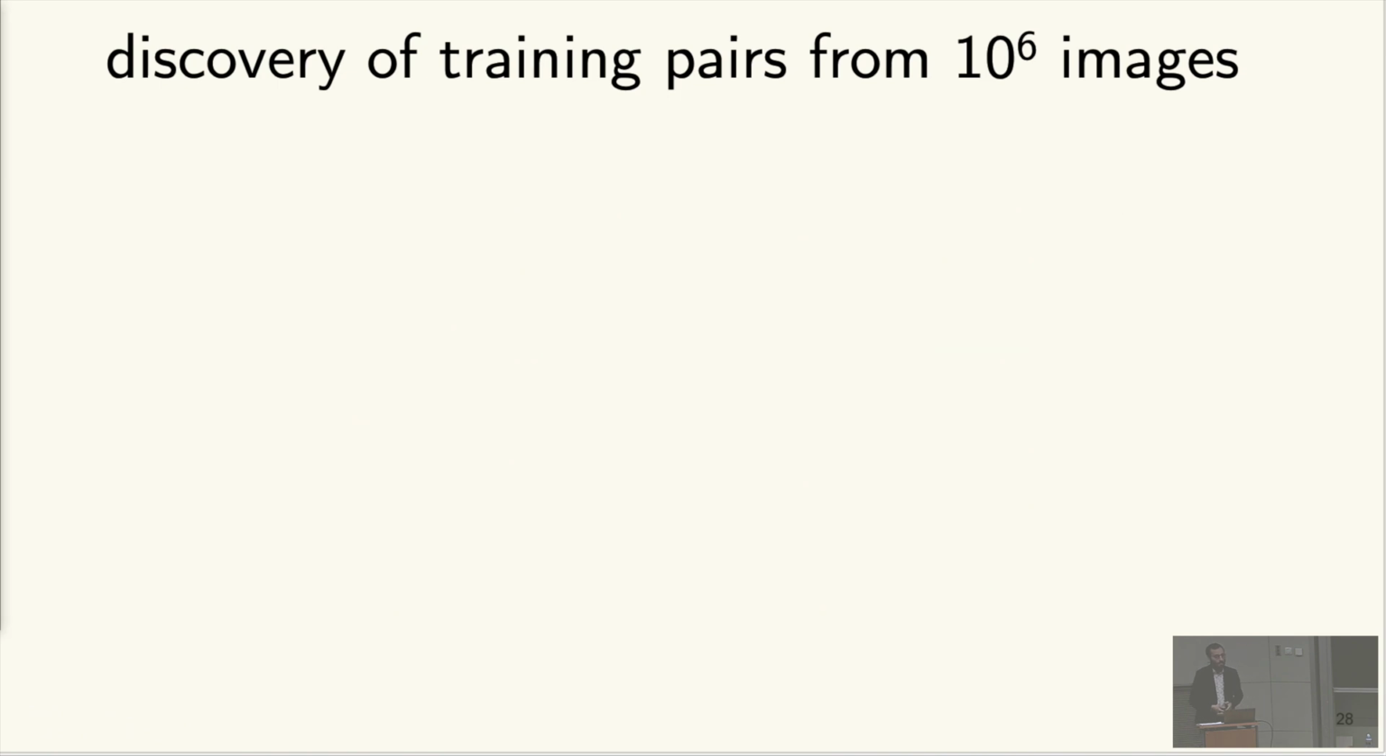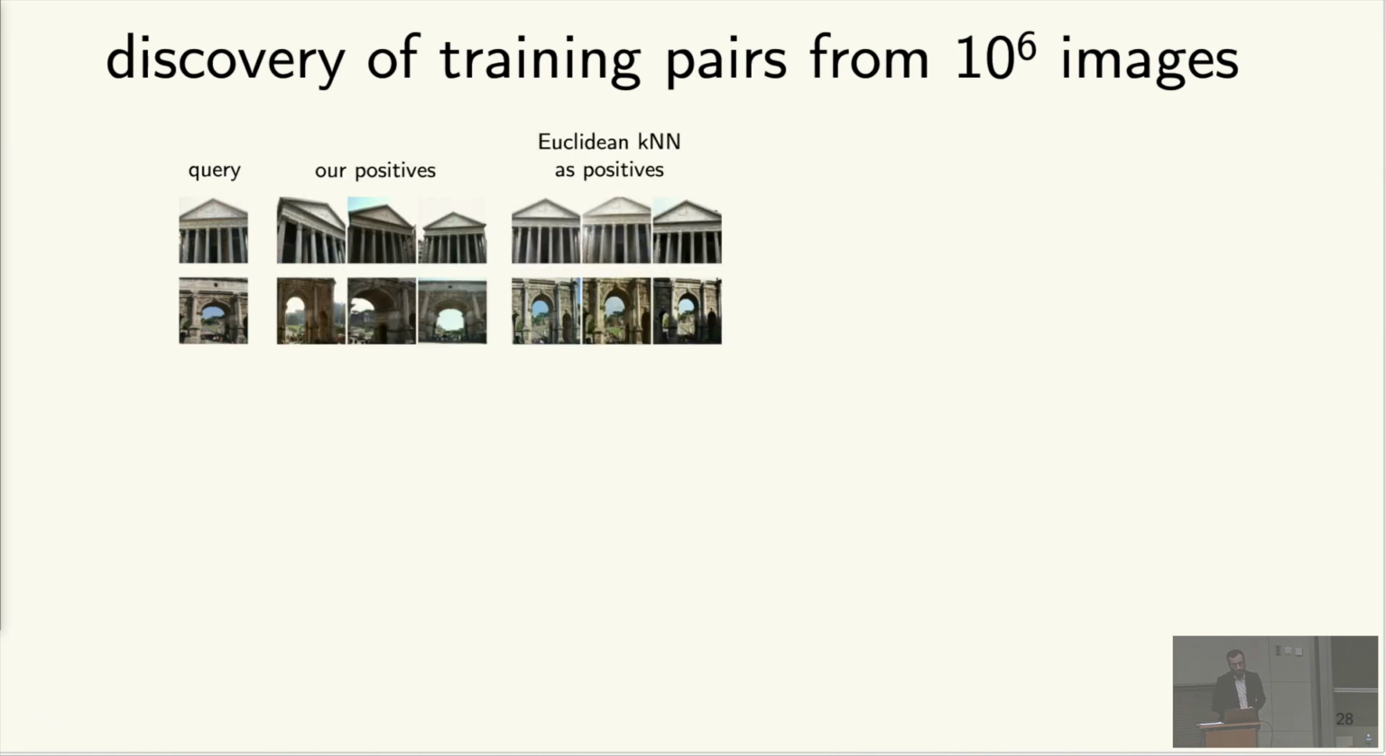And now let's have a look. How does this look when we perform this algorithm on a large collection of 1 million images? Here we show some sample queries and the selected positives with our approach and with a trivial approach that chooses positives as simply the nearest neighbors with respect to Euclidean distance. In both cases, these are truly positives. They depict the same object as the query. The difference is that we observe that we have more challenging cases, more challenging viewpoints, for instance, with the proposed approach. So therefore, these are most useful as training examples.